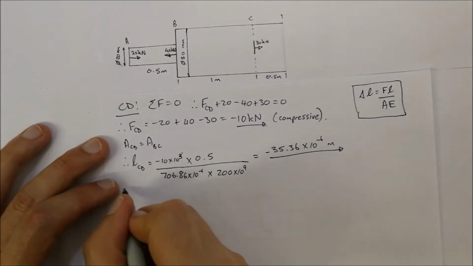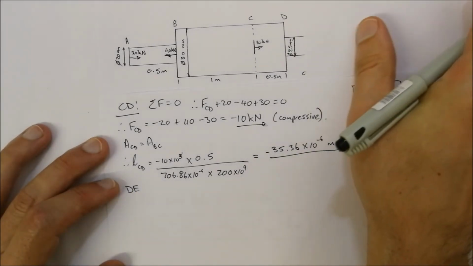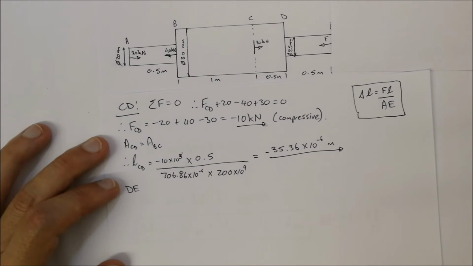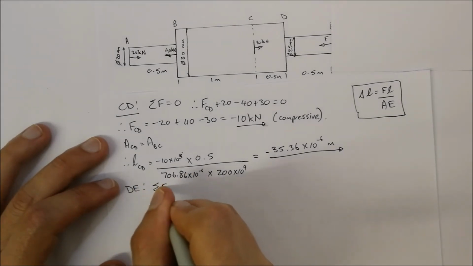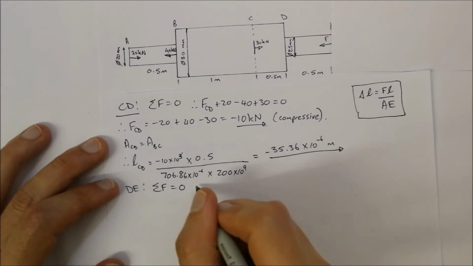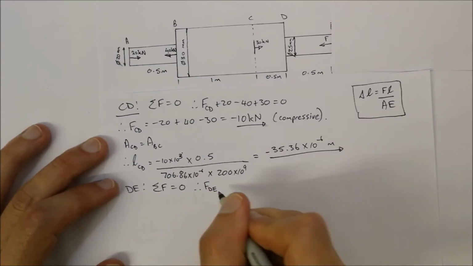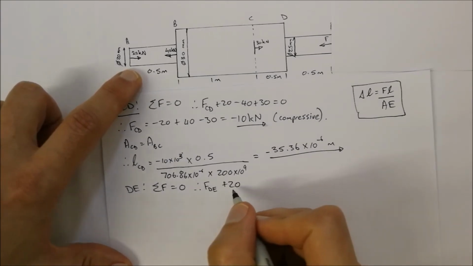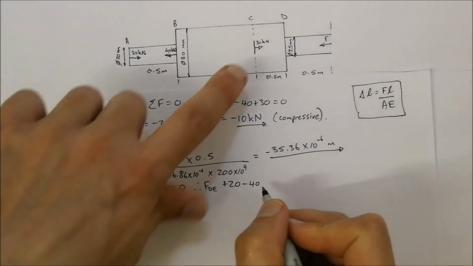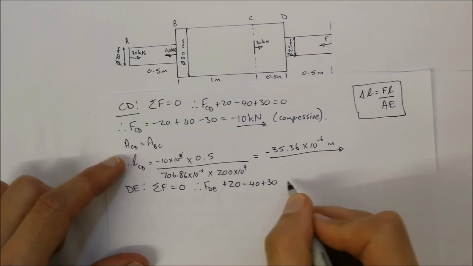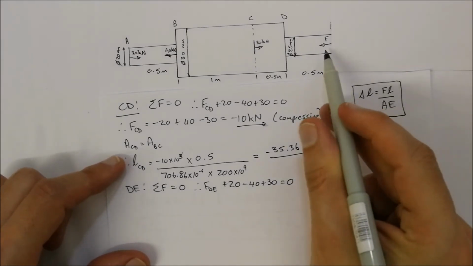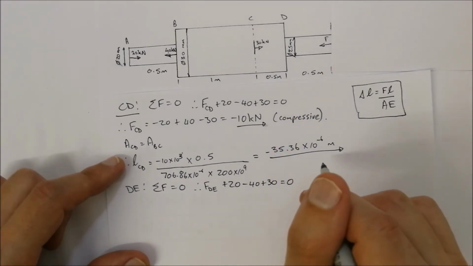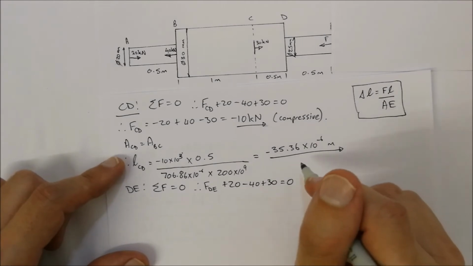Alright, let's have a look at DE. Now place a piece of paper over E. Remember now the sum of forces is equal to 0. So therefore the force of DE plus the 20 kilonewtons over there, minus the 40 over there, plus the 30 over there, that's equal to 0. Keep in mind we're not taking into account this F value over here, because that's covered by the piece of paper. A big mistake that is often made.